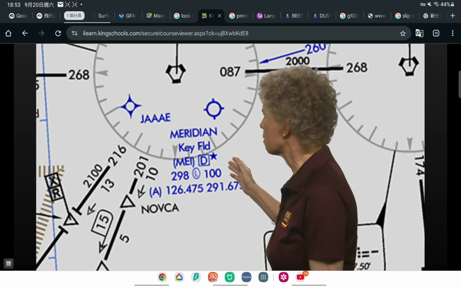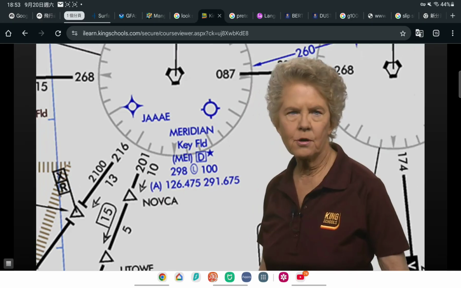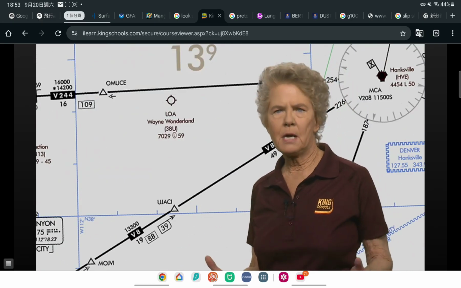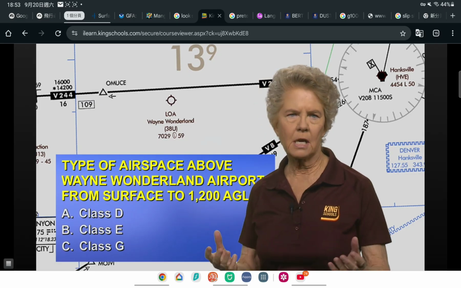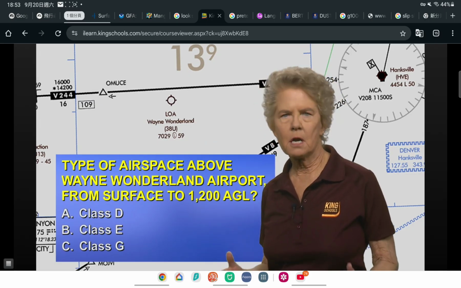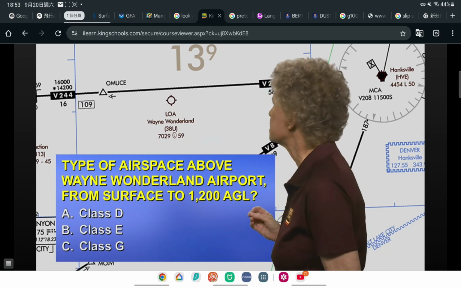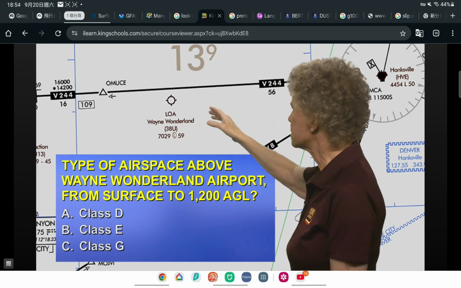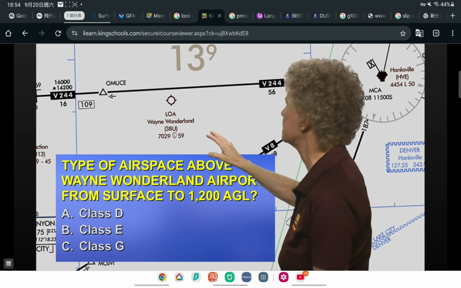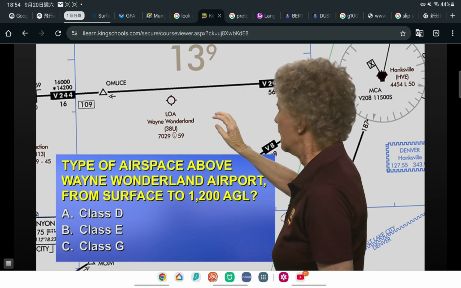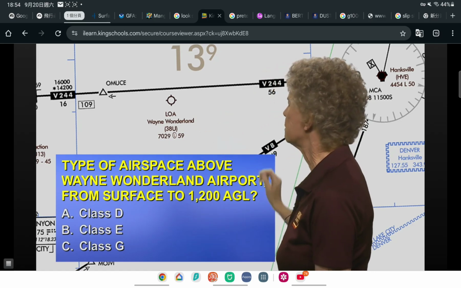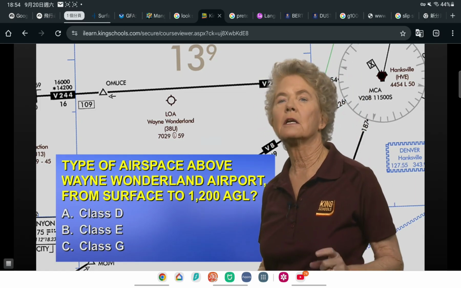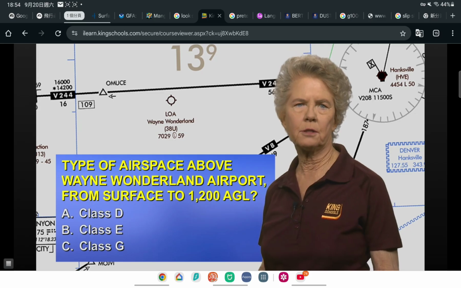Now let's head over to Utah and take a look at a question you may be asked. You might be asked to use an en route chart to answer this question: what type of airspace exists above Wayne Wonderland Airport, approximately halfway between the Hanksville and Milford VORs, from the surface up to 1,200 feet AGL? So let's work through our answer choices and eliminate the incorrect ones.